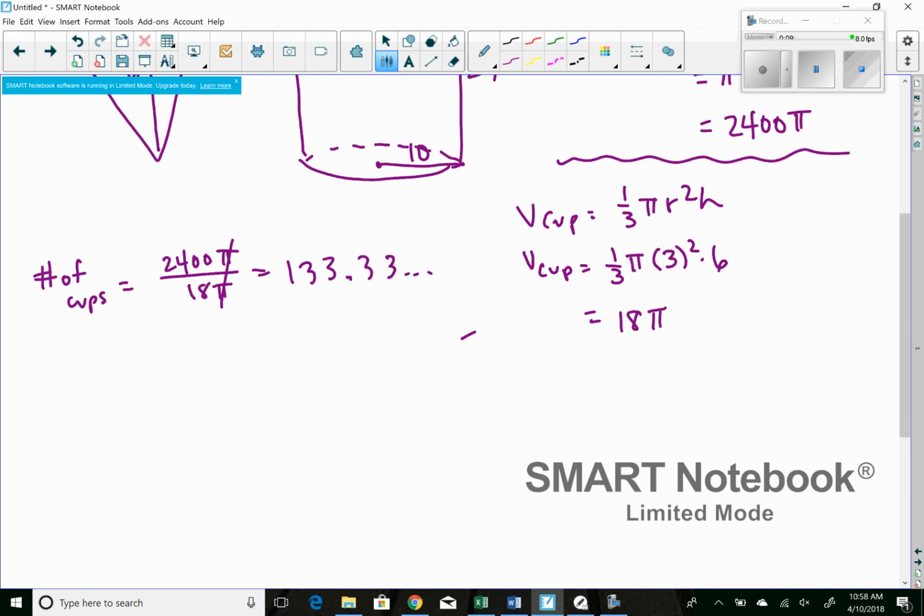That's going to be 133.33... Now, that means I can take 133 full cups and put it in the bucket, and then I should be able to take about 1/3 of a cup and put that in the bucket. But this says how many full cups can we fit in the bucket without overflowing. If I was to do 134 cups, it would be too much. There would be sand overflowing over the top. So I can fit 133 cups in this bucket.